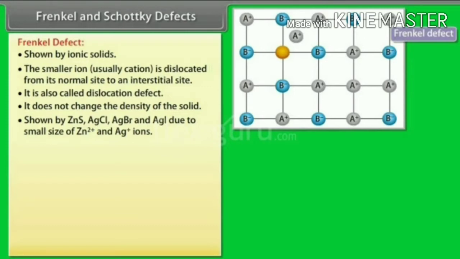Another type of stoichiometric defect is Frenkel defect. In this type of defect, the particle gets dislocated from its lattice site and occupies the interstitial site. In this type of defect also, the electrical neutrality is maintained, and the density does not change. This type of defect occurs when there is a considerable difference in the sizes of the cation and anion, and secondly, when the compound has a low coordination number.